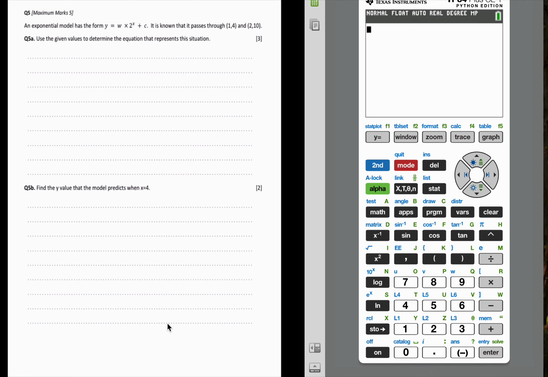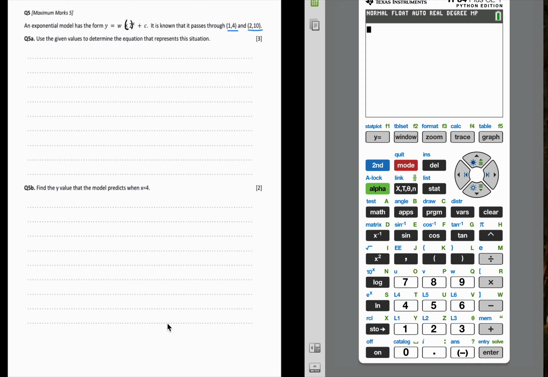You have another exponential model, and this model is y equals w lots of 2 to the power of x plus c. It's known that it passes through two coordinates, one of which is (1, 4) and the second is (2, 10). So we're going to use those two pieces of information to help us find w and c.